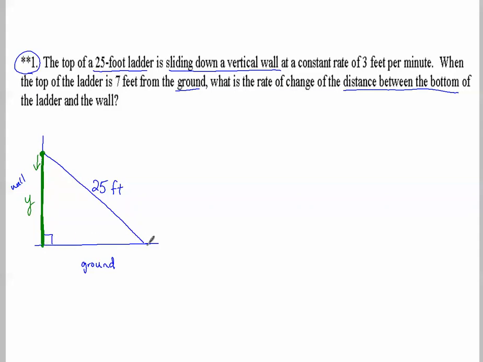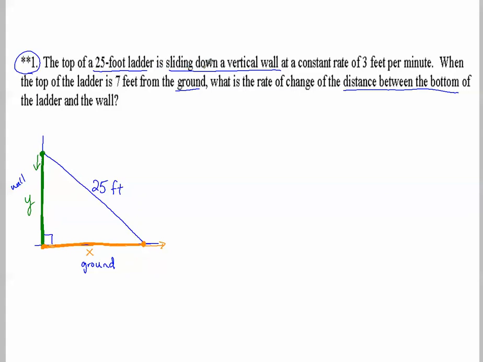Now is this length changing? Well, if the top of the ladder is sliding down and the ladder is not changing, the bottom of the ladder will have to be sliding away from the wall. If we read closely, what is the rate of change of the distance between the bottom of the ladder and the wall? Yes, this length is changing from here to here. So from the wall to the bottom of the ladder, I'm going to call that x. That is also a changing length.